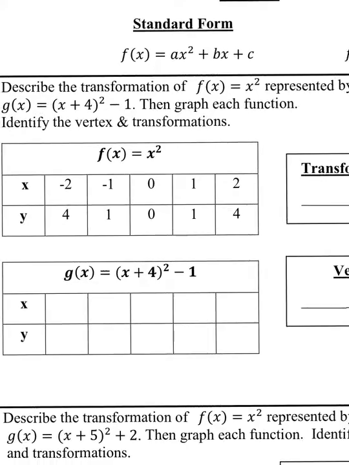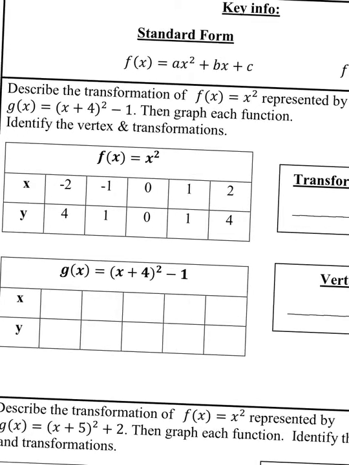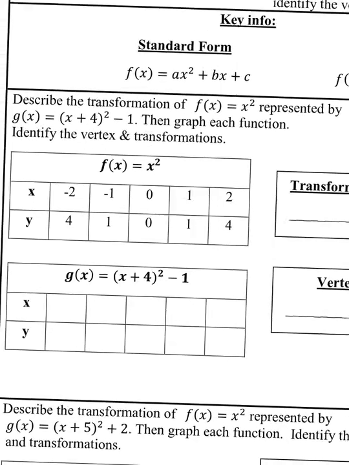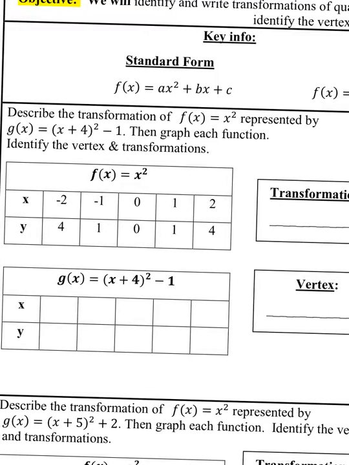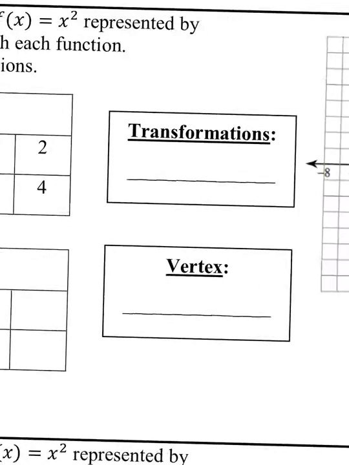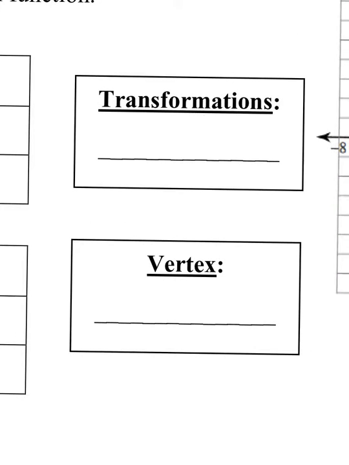So looking at this function, the g of x function, (x plus 4) squared minus 1. See how it says plus 4? I'm going to reverse that and I'm going to write minus 4. And then the outside number is the same, so minus 4, minus 1, and that's it for the vertex.